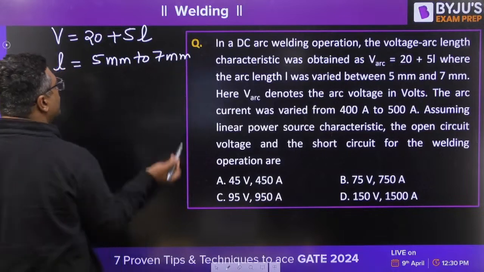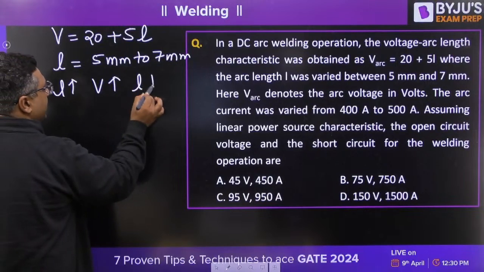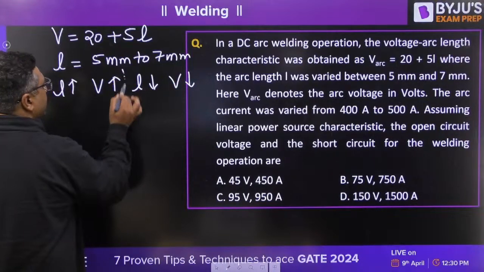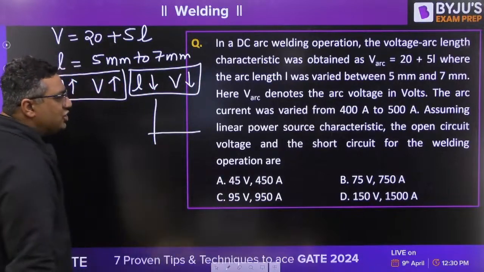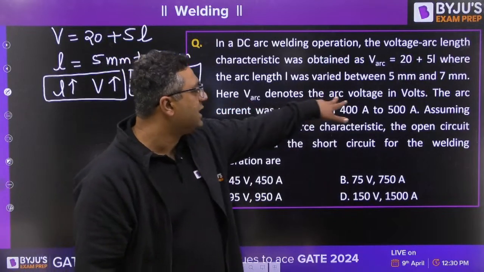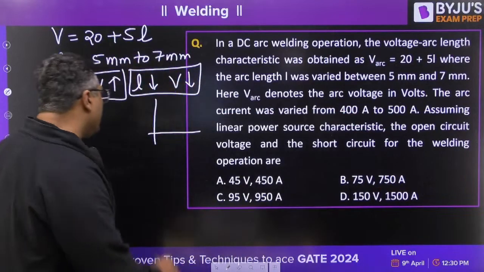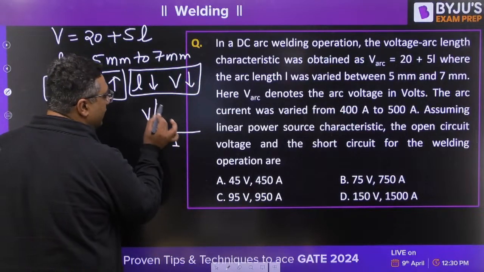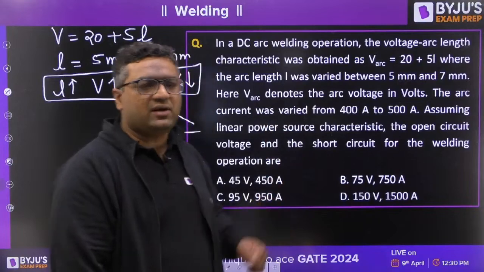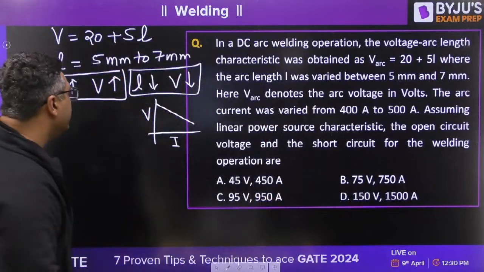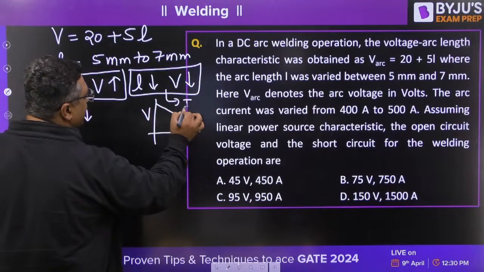That is for sure that when arc length increases, voltage will increase, and when arc length decreases, voltage will decrease. That is a well-known fact for us. They have also mentioned that V arc denotes the arc voltage. The arc current varied from 400 ampere to 500 ampere. Whenever we make the VI characteristic linear, voltage and current have an inverse relation because power is V into I. So when voltage increases, current will decrease, and when voltage decreases, current will increase.